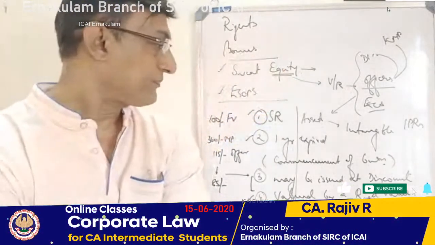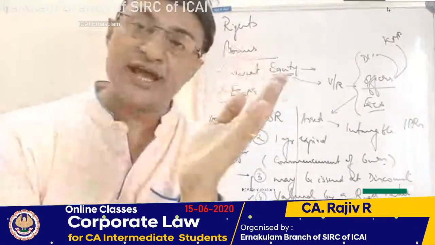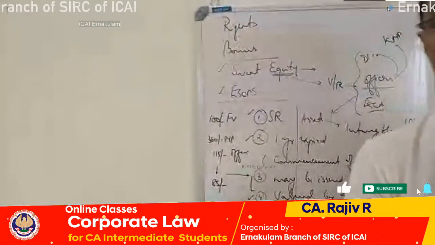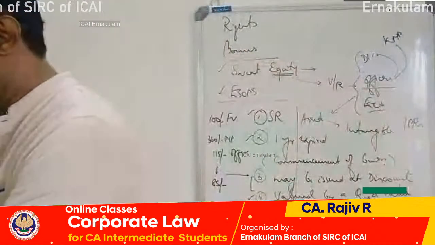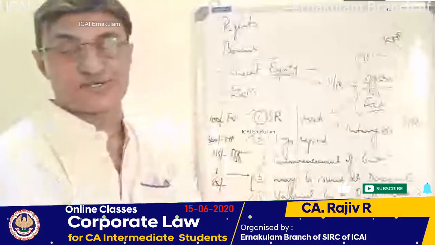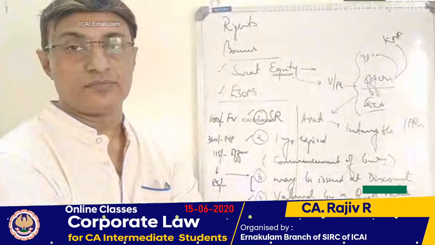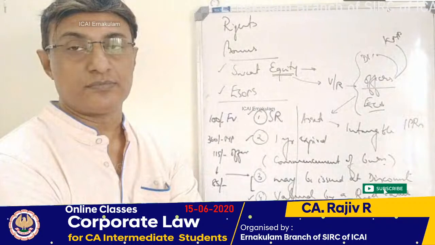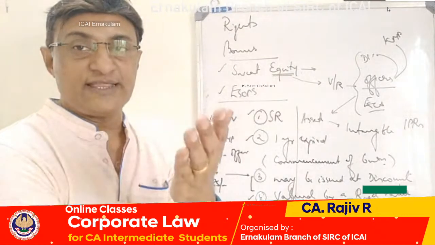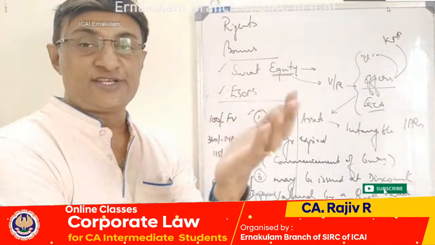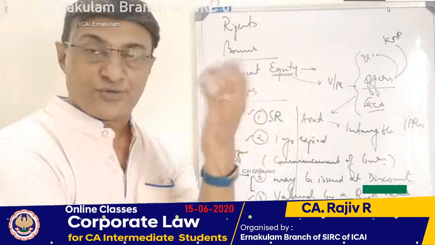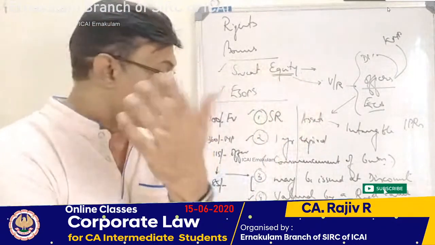Okay, number 3. Sweat equity shares may be issued at a discount. So that was the logic I was explaining. It is to ensure that the director gives it to the company. The company is trying to give all kinds of attractions to the director to give it to the company only. Okay, so that is 3.